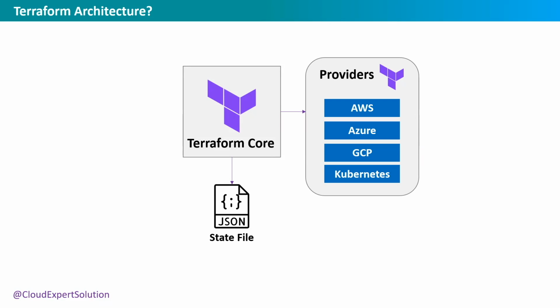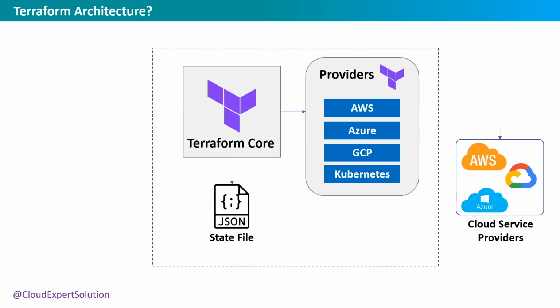Now, if I take an example, let's say you want to provision an EC2 instance. In that case, you have to select AWS as the provider. But if you want to create an Azure database, in that case, you have to select Azure as the provider. So whatever cloud service you are trying to create, you have to select the specific provider.